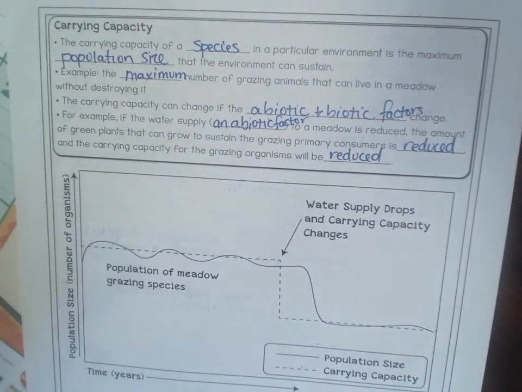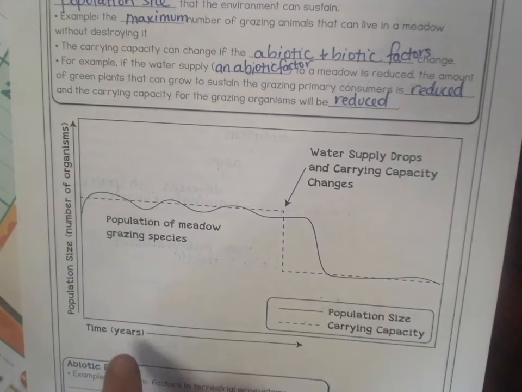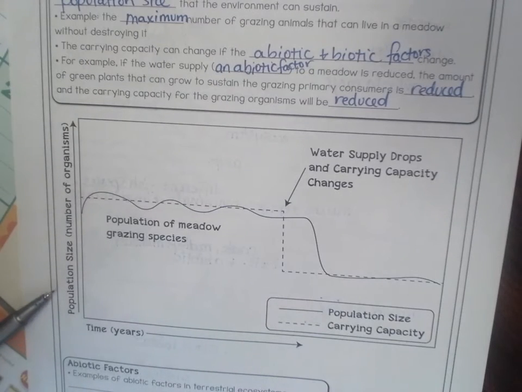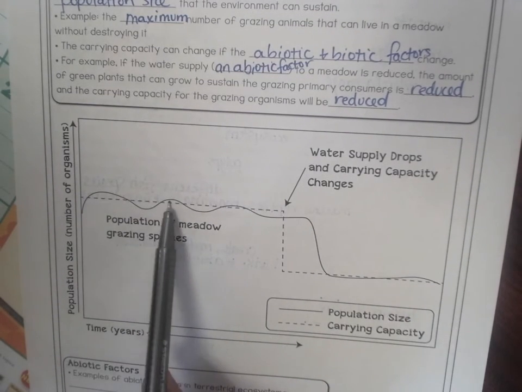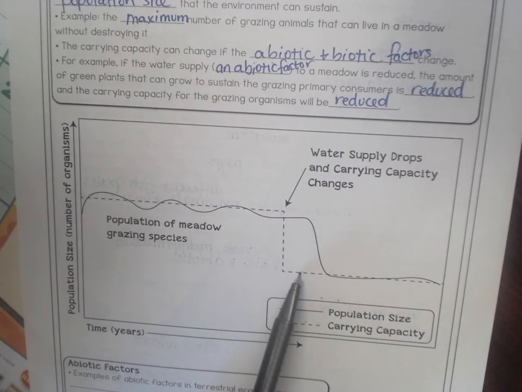So now let's look at this graph here. We can see several things. Notice that on our x-axis we have time, how many years out, and up along the y-axis we have the population size, or the number of organisms that are living there. This dotted line is the actual carrying capacity, the amount that can be held.